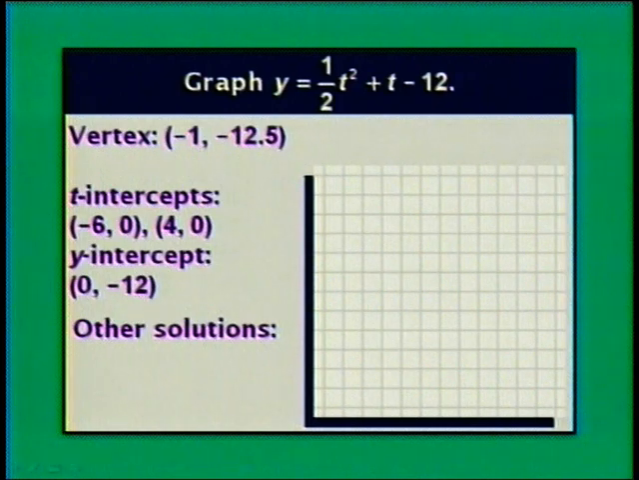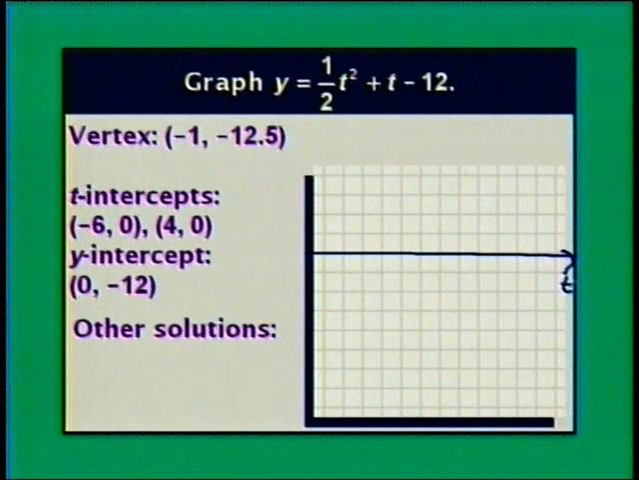So I have a bunch of solutions here, but before I start graphing, I want to think about the scale. Look at the y-coordinate of my vertex. It's -12.5. Look at my y-intercept. It's -12. So when I draw my y-axis and my horizontal axis, I want to make sure I can see -12 and -12.5 on the vertical axis. Look at the t-intercepts. They live on both sides of the y-axis. So I want to put my y-axis somewhere near the middle. So when I'm setting up my axis system, I'm going to put my horizontal axis kind of up near the top here.